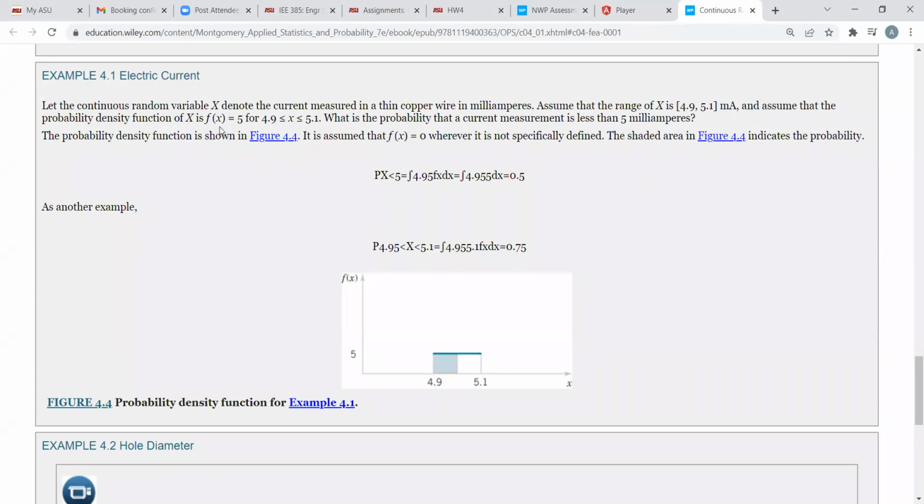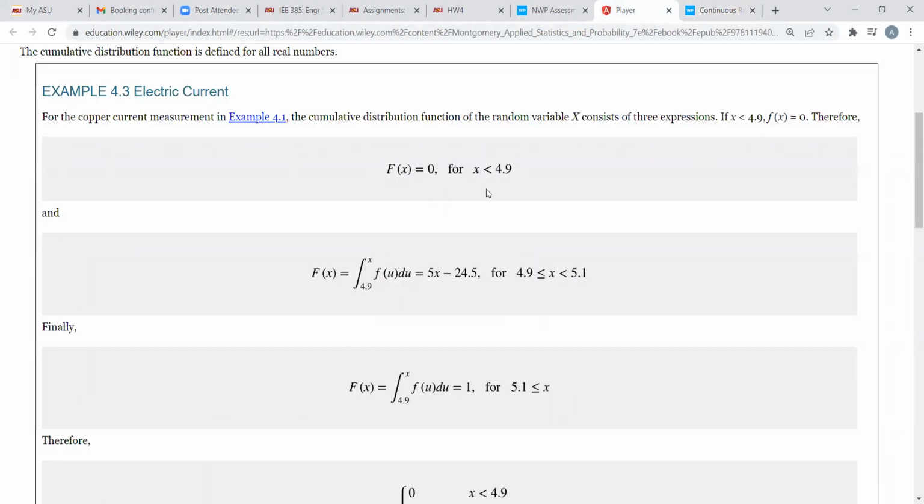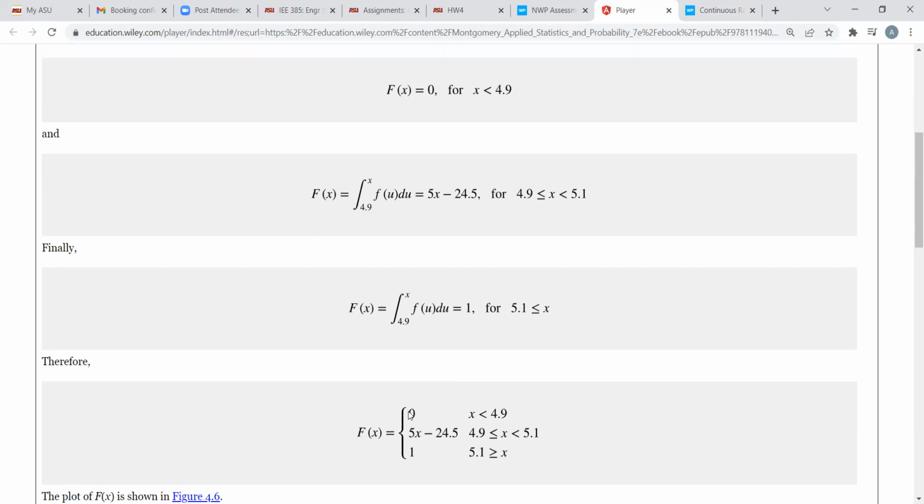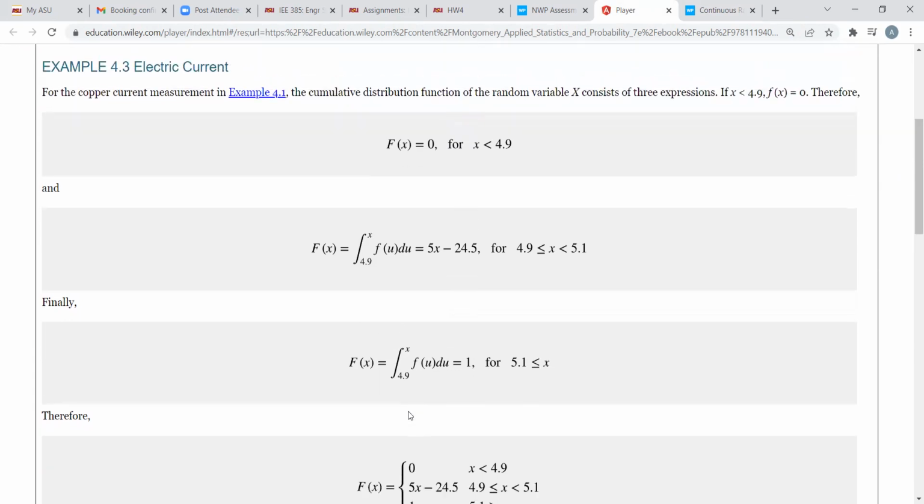So the f of x is here, which is 5, or 4.9 to 5.1. And here is pretty much the cumulative, the CDF, cumulative density function. Is that it? It is. Now, I barely learned that the little f stands for PDF, right up here. That's the f of x, little f, so that's PDF, and the big F of x is the CDF.